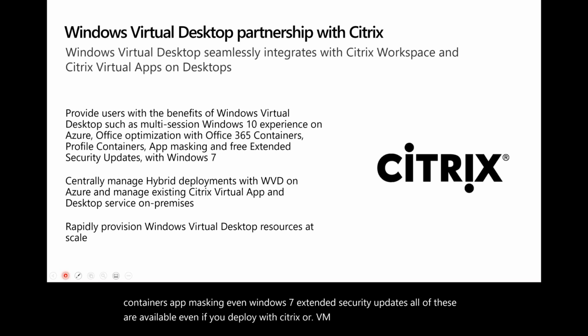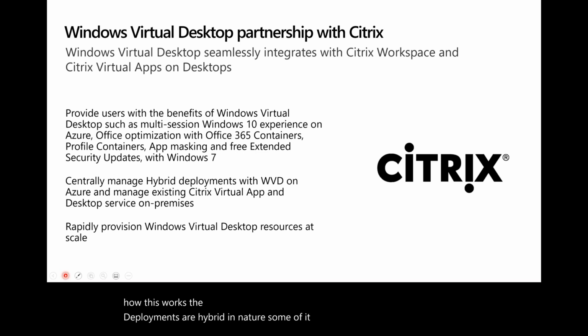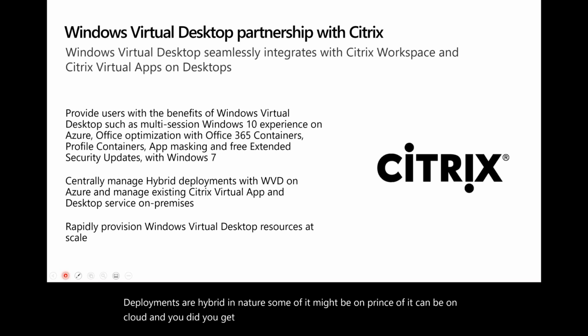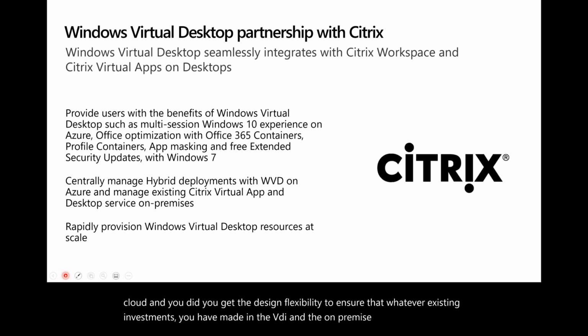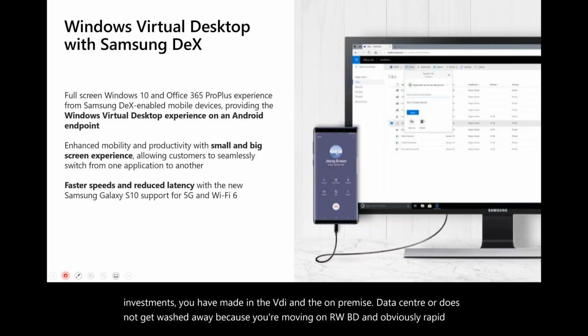All of these are available even if you deploy with Citrix or VMware. So you can probably talk to your TCL representative or your Citrix or VMware representative to know how this works. The deployments are hybrid in nature. Some of it might be on-prem, some of it can be on cloud, and you get the design flexibility to ensure that whatever existing investments you have made in the VDI and the on-premise data center do not get washed away because you're moving to WVD, and obviously rapid scalability is possible.